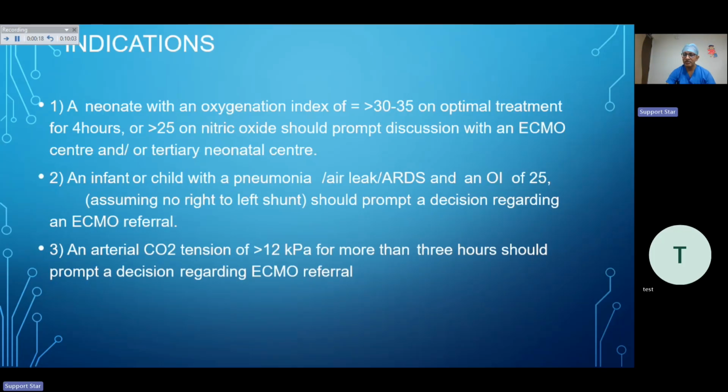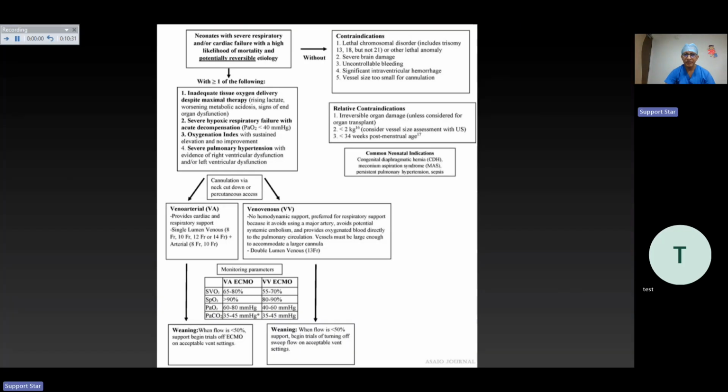And if this neonate has pneumonia or bronchopleural fistula or air leak with OI of 25 on nitric, etc., then you need to consider early ECMO for preventing barotrauma and for early recovery. Again, if PCO2 is more than 12 kilopascals for more than 3 hours, we should think about early ECMO referral. Okay, coming to this flow chart, almost the same indications are mentioned here, but we will be discussing them in terms of tissue oxygenation.